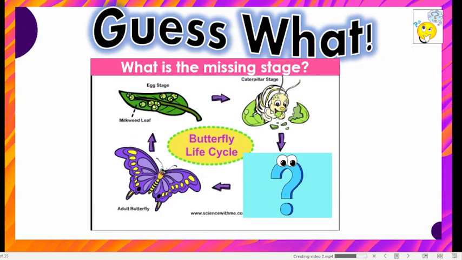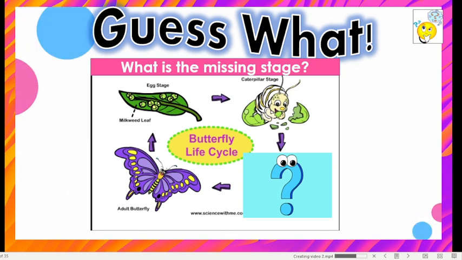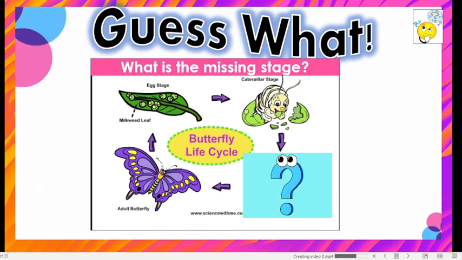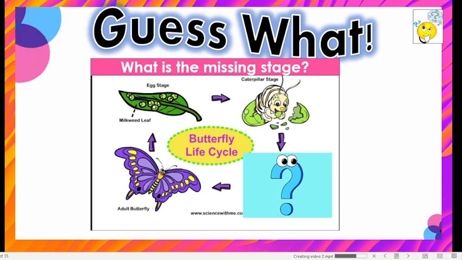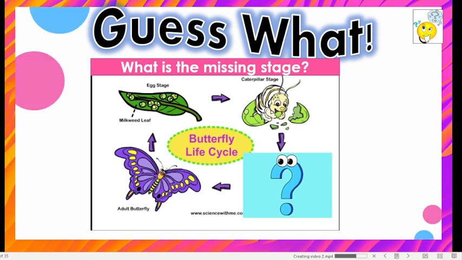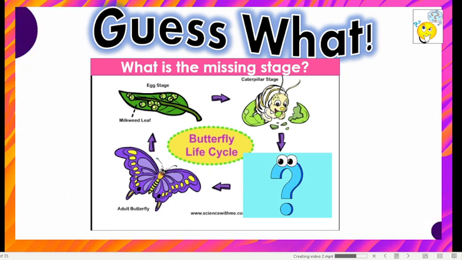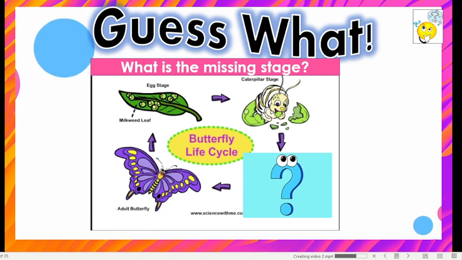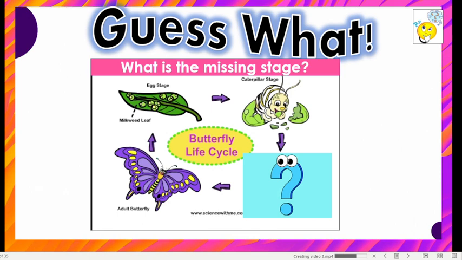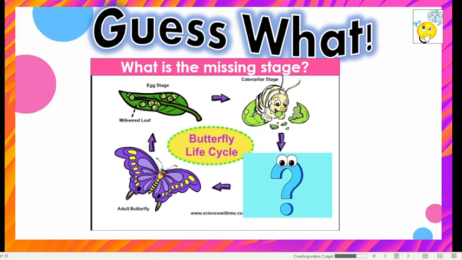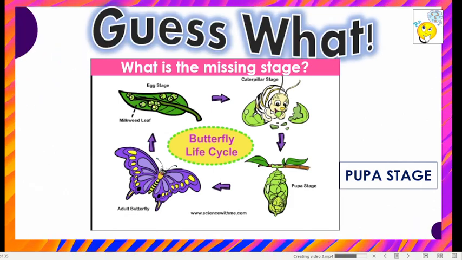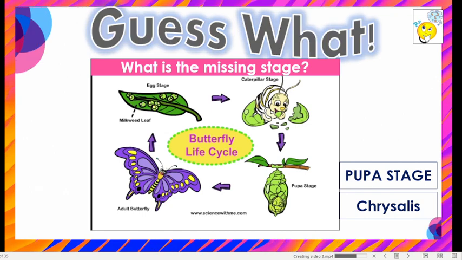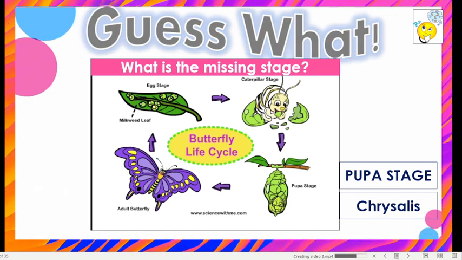Did you know that the butterfly and the moth develop through a process called metamorphosis? This is a Greek word that means transformation or change in shape. There are 4 stages in the metamorphosis or the life cycle of butterflies and moths. Can you guess the missing stage? Amazing! It is the pupa stage. What is another term for the pupa of butterflies? Yes, it is called a chrysalis. And it is called a cocoon if it is a moth.